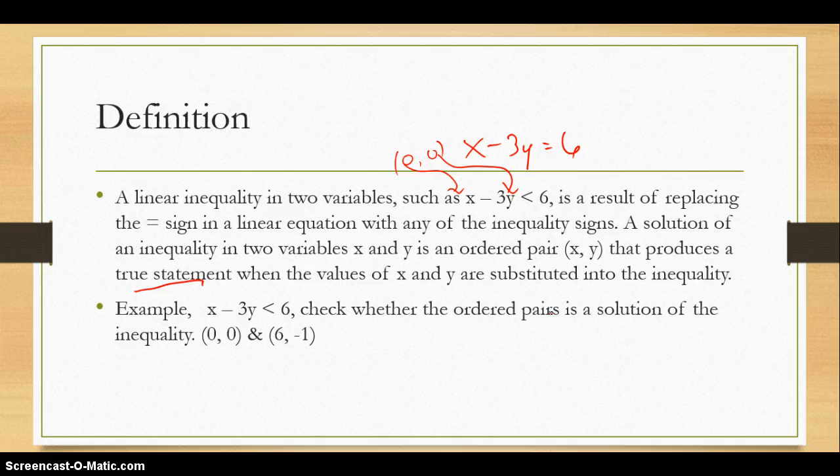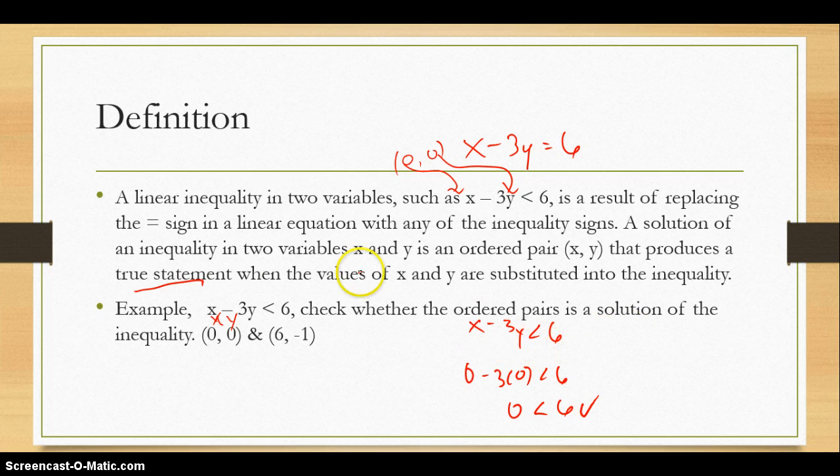So here's an example. We have x minus 3y is less than 6. Check whether the ordered pairs are a solution of the inequality. So we substitute. Well, x is 0 and our y is 0. Here's our x and here's our y. So I substitute that in. 0 minus 3 times 0 is less than 6. And 0 is less than 6. So is that a true statement? Yes, that is true. 0 is less than 6.